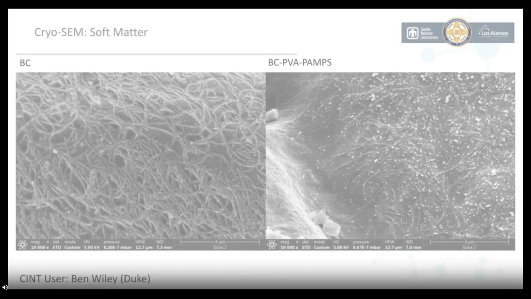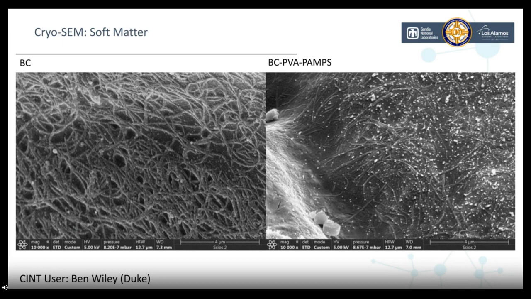And so we were able to image this using the cryo-SEM. This was just freezing in LN2 and then transferring to the SEM. Here we're seeing the distribution of the fibers without any drying artifacts that would be inherent in normal SEM.